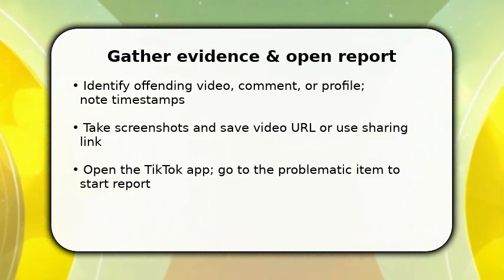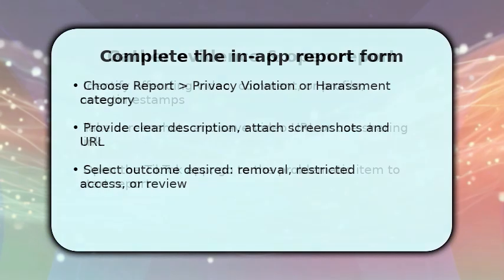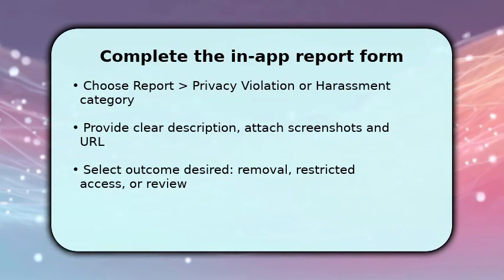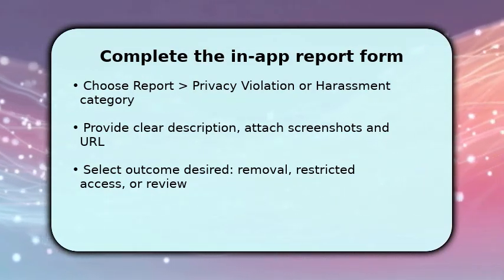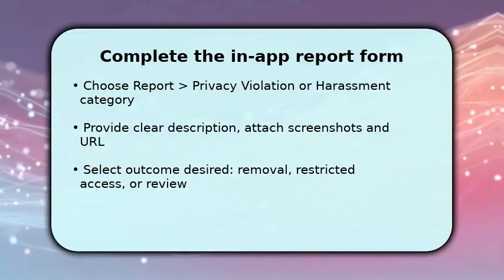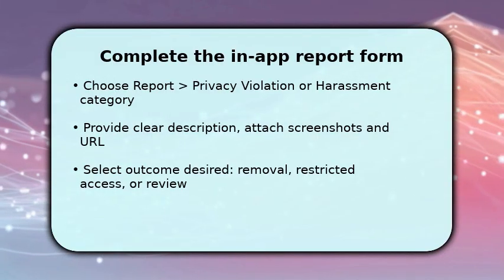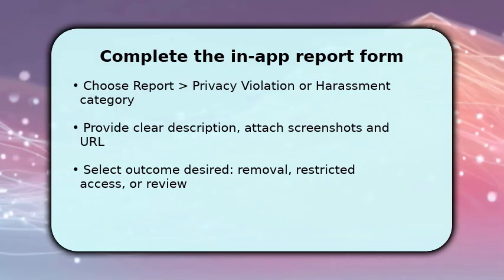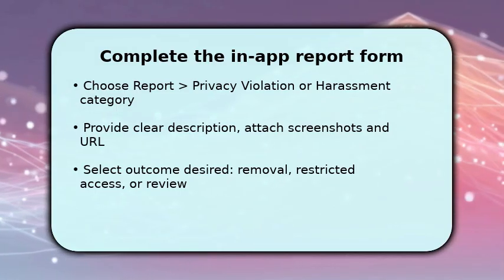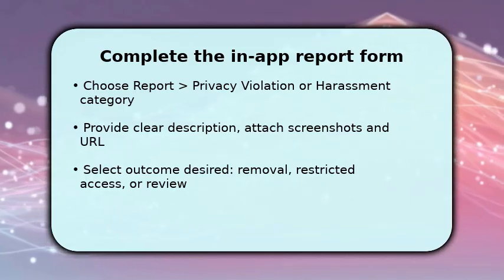breached. Next, choose Report and select the privacy violation or harassment category because the platform routes those faster to safety reviewers. You'll type a concise description. Who, what, when, and where explain how privacy was breached and why it's sensitive. Attach your screenshots and paste the saved link. These attachments make the claim actionable.